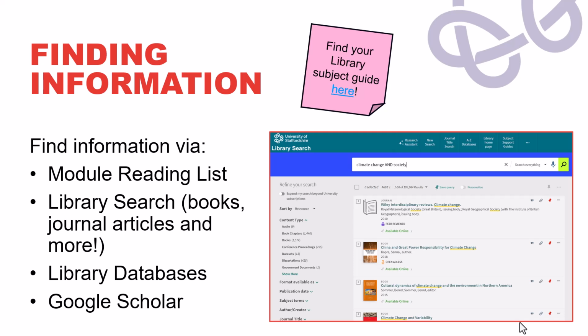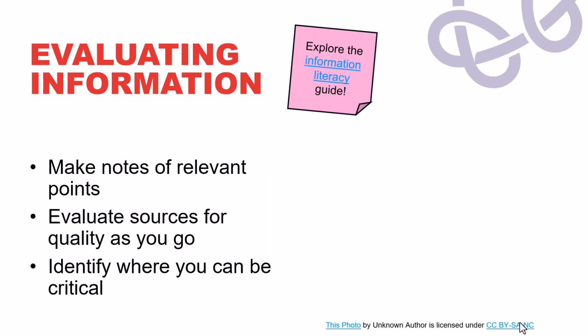But you should also go beyond your reading list. Use library search to find books and journal articles as well as other resources that are related to that topic. You can also use the library databases to find further information, and you have Google Scholar available to you as well. Although, of course, be aware you may not have access to everything via Google Scholar, and there may be quality issues with some of the articles. Using library search means that you can relax, that those will already have had those quality checks. Once you've found that information, you need to read it, and as you do, you need to evaluate it.